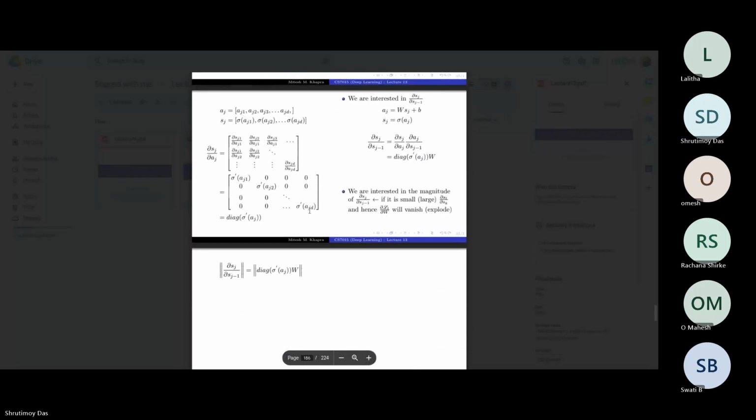And now we are interested in the magnitude of del Sj by del S, if it is small.